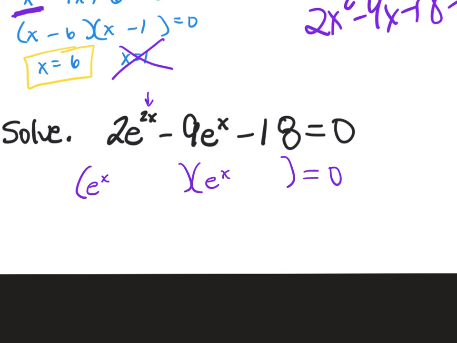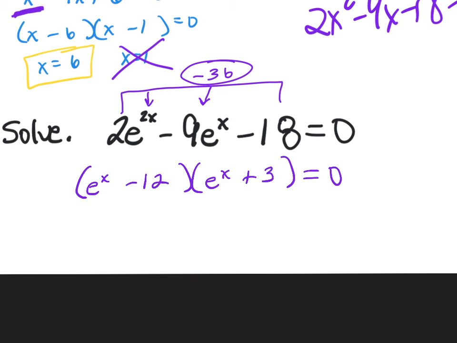Now just like you usually would, a times c is negative 36. What are the factors of negative 36 that multiply to give me negative 36, but add to give me negative 9? Negative 12 and 3. Perfect. Negative 12, positive 3. Since my a term is not 1, I know you guys all do this differently. This is how I do it. Since my a term is not 1, I'm going to take that 2 and just put it underneath.